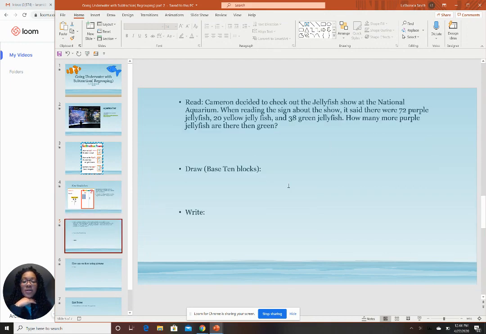All right, so here is our word problem today, and we are going to continue our strategy RDW, read, draw, write. So I'm going to read our word problem, and as I'm reading, I want you to be thinking in your head, what is important? What numbers do I need to know? What numbers are not so important? And then also, what is the question trying to ask me, okay?